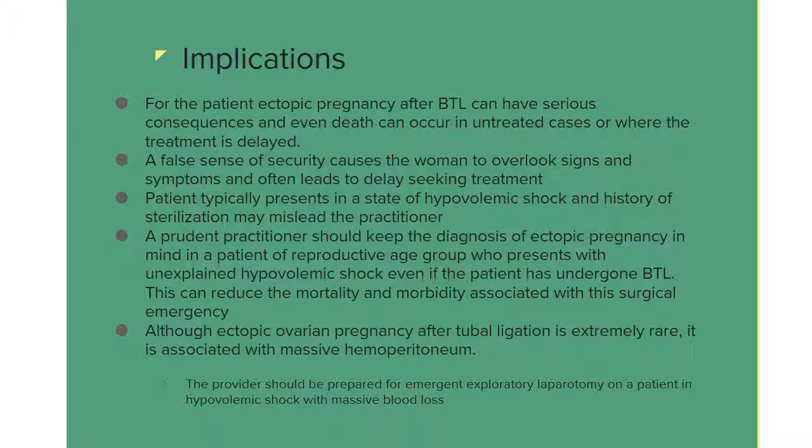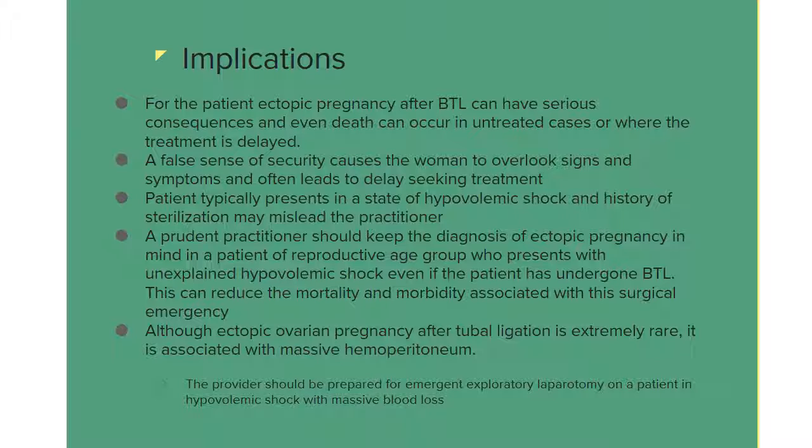For the patient with an ectopic pregnancy after tubal ligation, they can have serious consequences, and even death can occur if untreated or when treatment is delayed. As the sterilization confers a sense of security, the patient often does not suspect pregnancy and may overlook the signs and symptoms. Most often, the patient has had her periods at the due date, even though the flow is scanty. This is due to the shedding of the decidual cast from the uterus. This leads to a delay in seeking treatment.